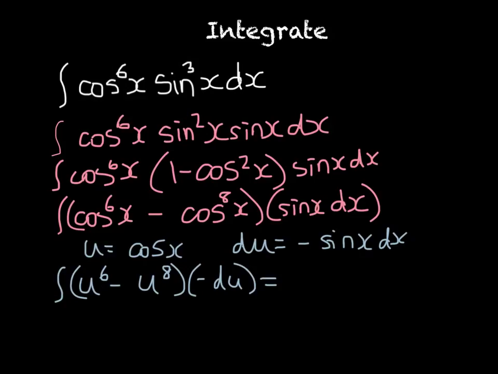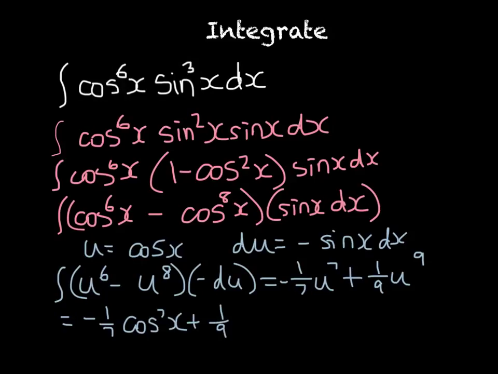So that's 1/7. I'm going to just go ahead and take out the negative sign. u to the 7th plus 1/9 u to the 9th. And then we can substitute in our value for u again, giving us negative 1/7 cosine to the 7th x plus 1/9 cosine to the 9th x plus c for our final answer.